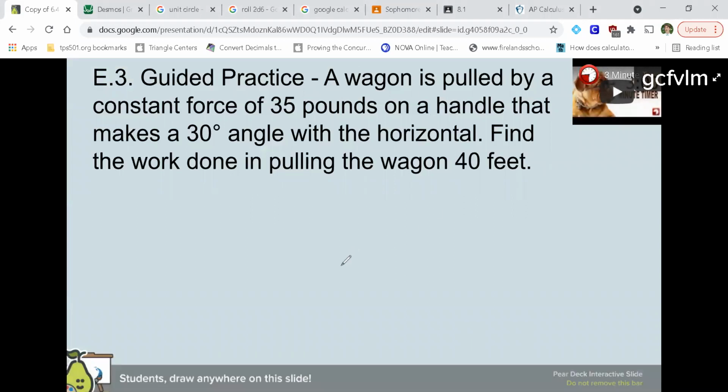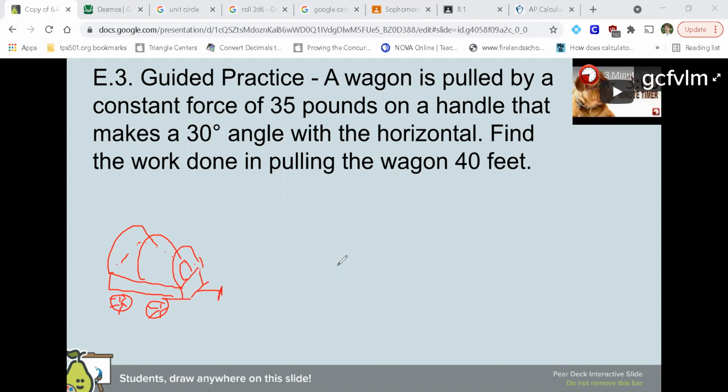All right, last question. We've got a wagon. So draw a picture. There's your wagon. Okay. Sure you get the spokes. It's important.